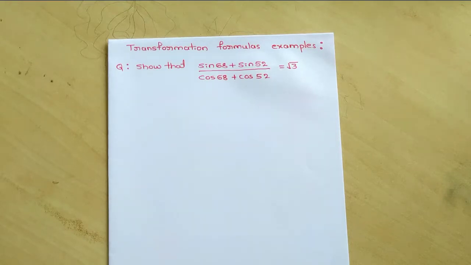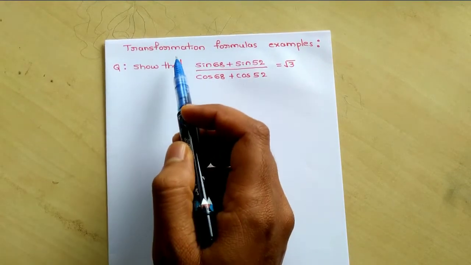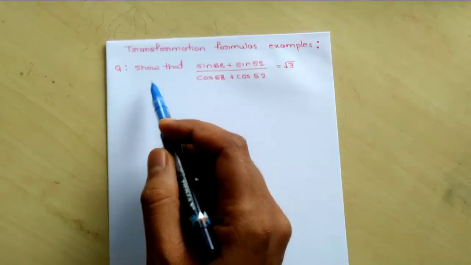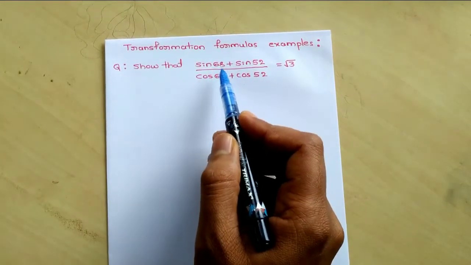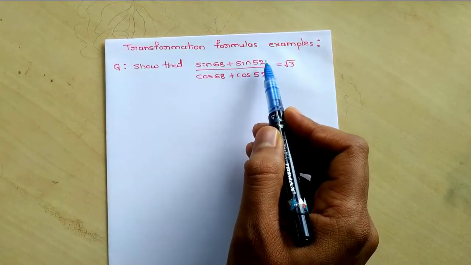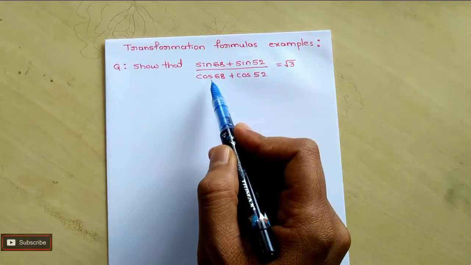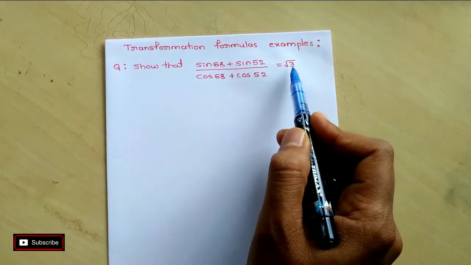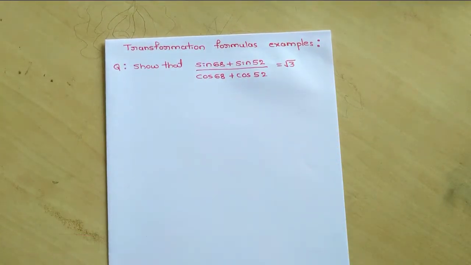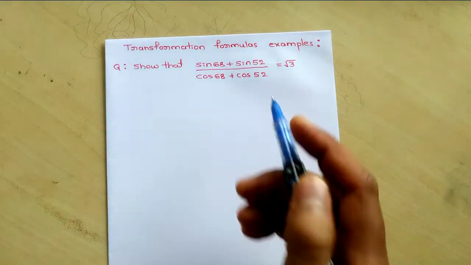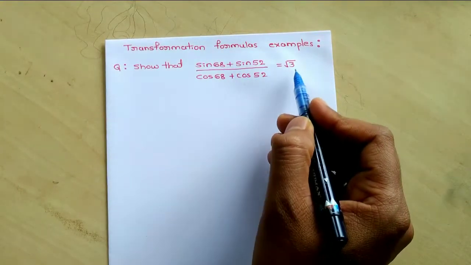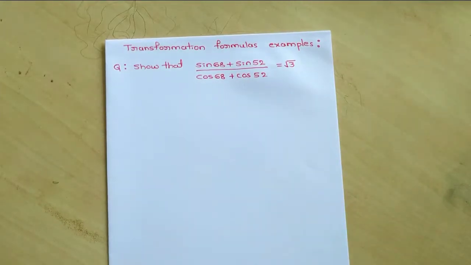Hello everyone, in this video we will see transformation formulas examples. In the first one, show that (sin 68 + sin 52 degrees) divided by (cos 68 + cos 52) is equal to root 3. So here we will take the left hand side, then we will show that the value is equal to root 3.